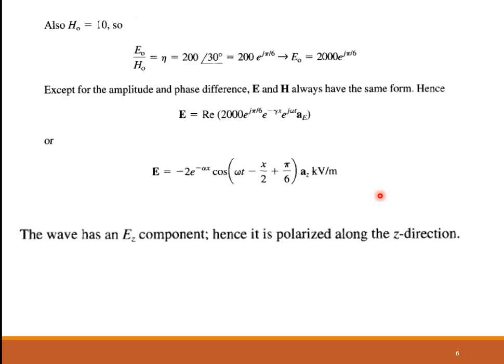And I've already mentioned, what do you mean by wave polarization? It is the direction along which the component of the electric field exists. And in this case, the component of electric field exists in which direction? It exists in the Z direction. So the wave polarization is along the Z direction. So the expression for E and the direction of wave polarization are also obtained.